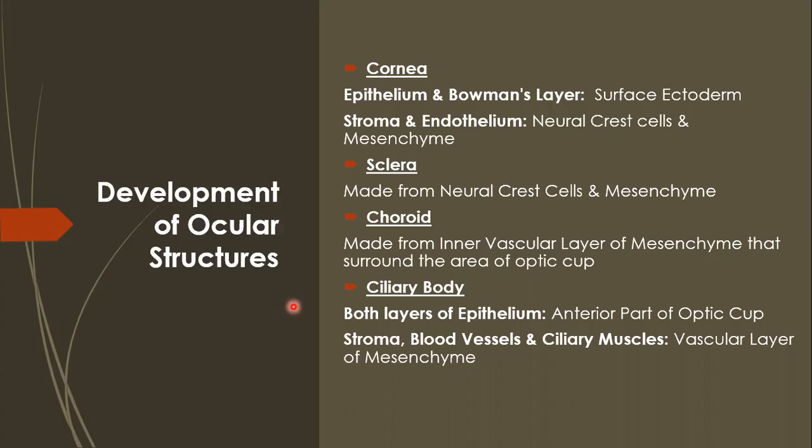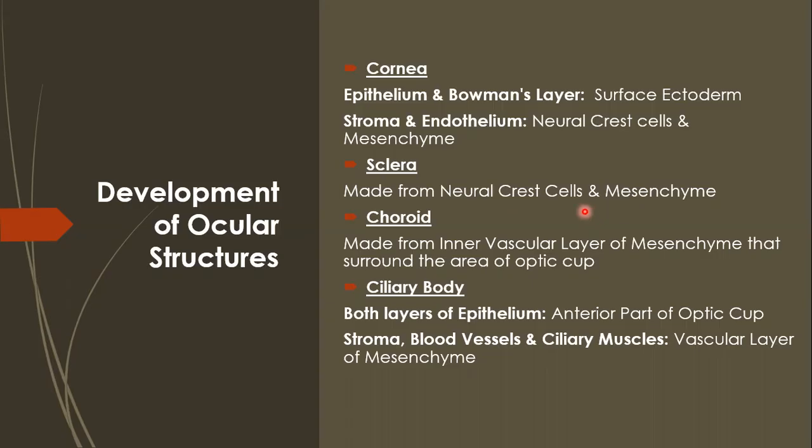So the cornea: the epithelium and Bowman layer of the cornea are developed from the surface ectoderm. The stroma and endothelium of the cornea are made from the multiplication of neural crest cells and the mesenchyme. Sclera is made from the multiplication of neural crest cells and mesenchyme. As I have already told you, the rest of the structures were made by the multiplication of these structures.